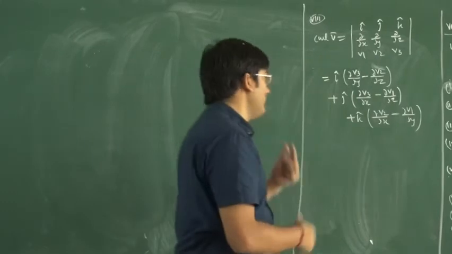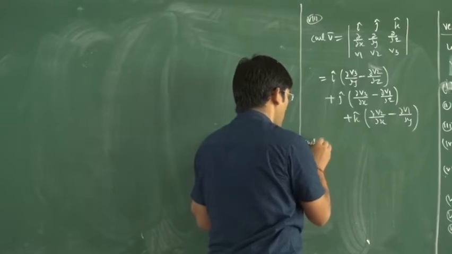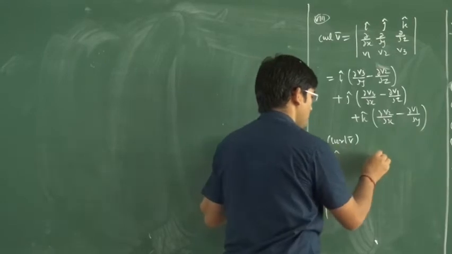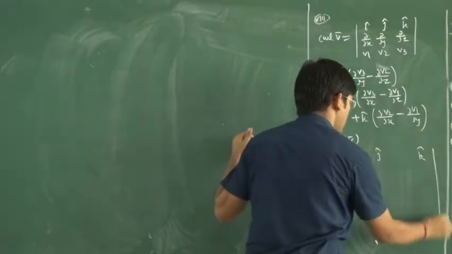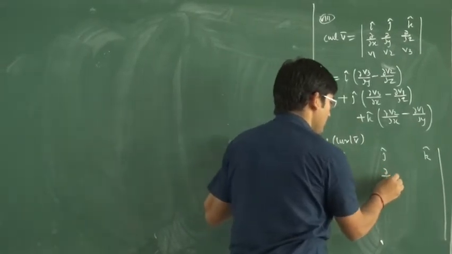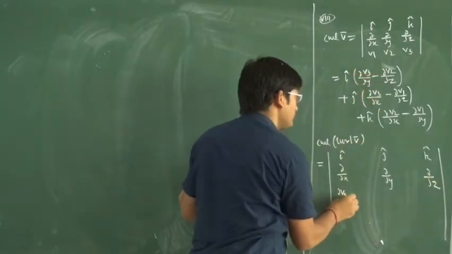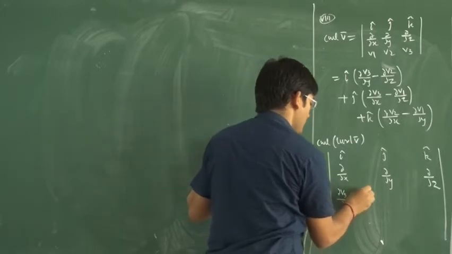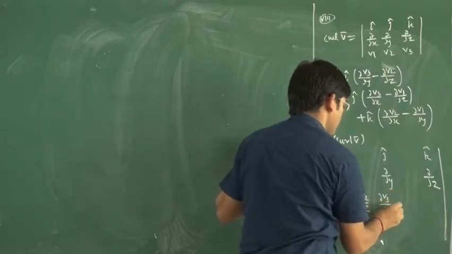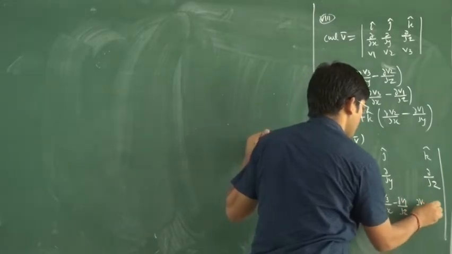Now this curl of curl B will be equal to the determinant with i, j, and k; del by del x, del by del y and del by del z. Now the first component is del b3 upon del y minus del b2 upon del z. Then the second component is del b3 upon del x minus del b1 upon del z, and the third is del b2 upon del x minus del b1 upon del y.